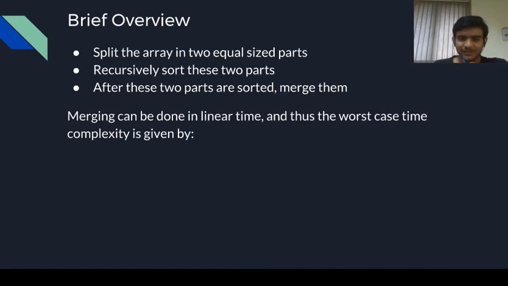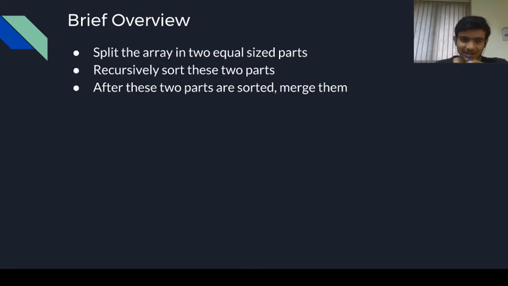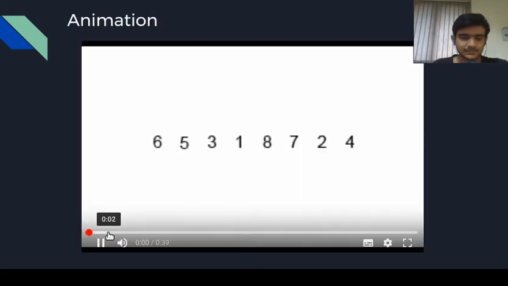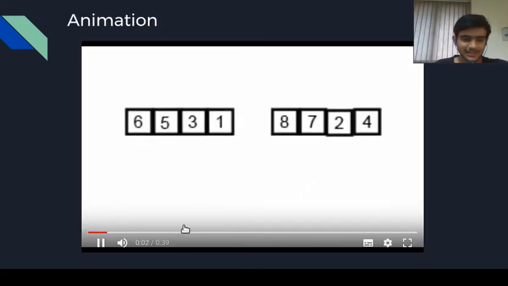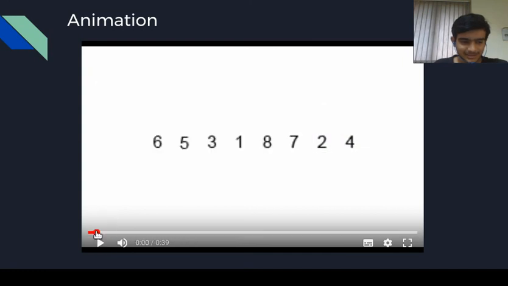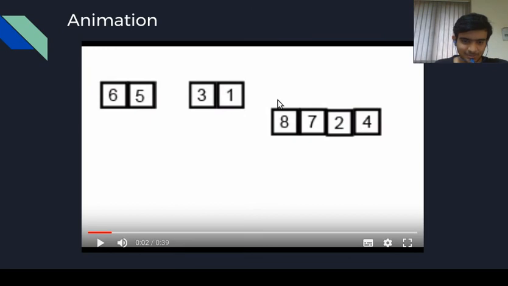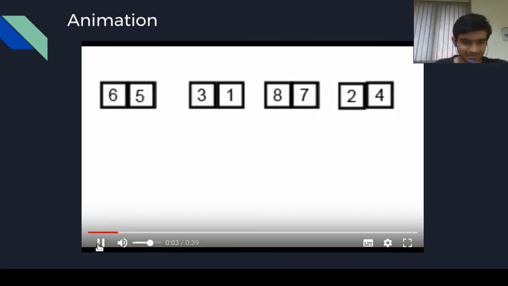We'll analyze the time complexity separately, but first let us again go back to the animation and look at how it was working. So coming back to our animation, as you can see, in the first step we just broke the array into two equal sized parts. Next we're going to further break these two parts into smaller parts. And further we will again break these parts into still smaller parts.